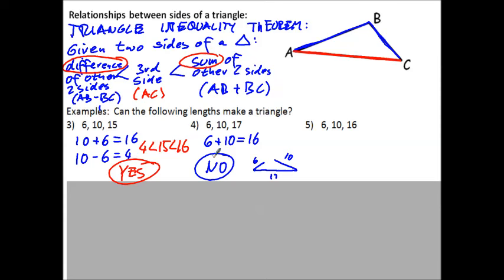And let's look at our last example. 6 plus 10 is equal to 16. Again, we don't have to do the difference. 16 is definitely going to be more than the difference of those two numbers. But looking at the sum of them and realizing that if we have side 16 here, the two other sides, 6 and 10, would just be able to touch each other and would be exactly on the line 16. In other words, this combination of sides also cannot make a triangle.